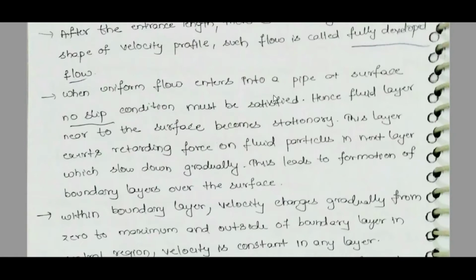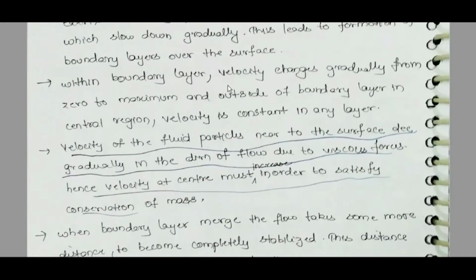When uniform flow enters a pipe at the surface, the no-slip condition must be satisfied. Hence, the fluid layer near the surface becomes stationary. This layer exerts a retarding force on fluid particles in the next layer, which slow down gradually. This leads to formation of boundary layers over the surface. Within the boundary layer, velocity changes gradually from 0 to maximum, and outside the boundary layer, in the central region, velocity is constant in any layer.